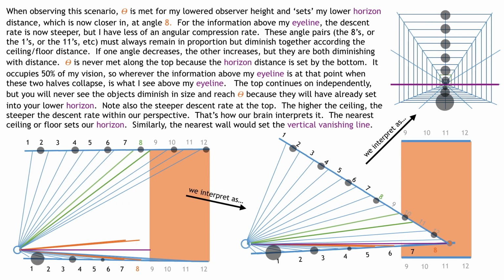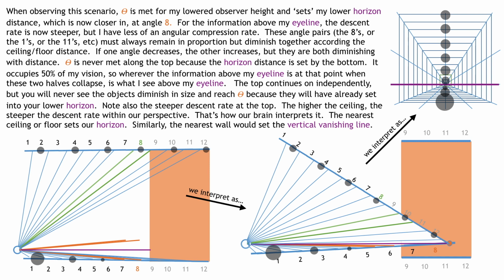So here we're going to collapse them, and you can kind of see what's going on. So when observing this scenario, theta is met for my lowered observer height, and it sets my lower horizon distance, which is now closer in at angle 8. For the information above my eye line, the descent rate is now steeper, but I have less of an angular compression rate. So these angle pairs, the 8s or the 1s or the 11s, let's say, must always remain in proportion, but they diminish together according to the ceiling and floor distance. If one angle decreases, the other increases, but they are both diminishing with distance.